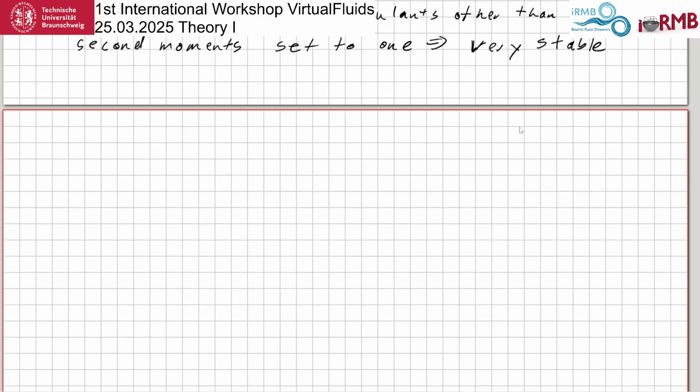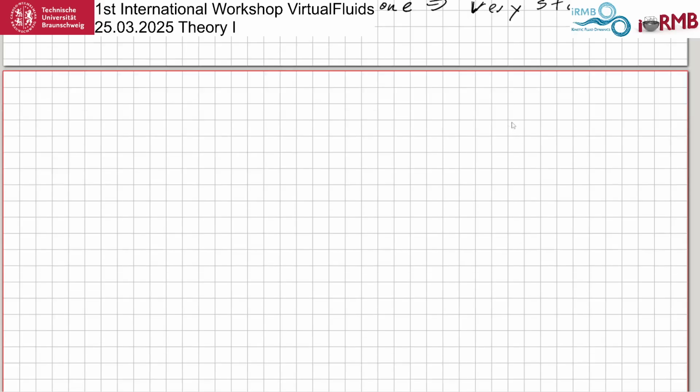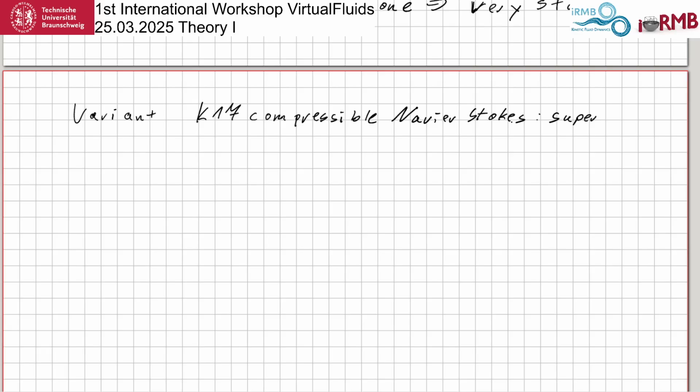Right, so this is not necessarily the version that you want to use. If you use VirtualFluids, the one that you want to use is potentially the K17 compressible Navier-Stokes, because this is using something that we call superconvergence. Of course, we call it this way because it sounds good, but it also is good.